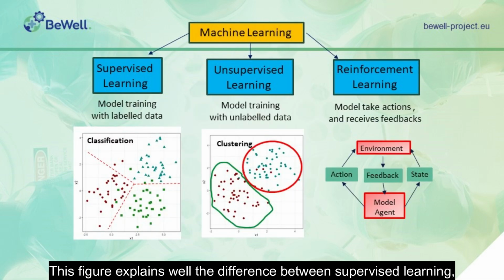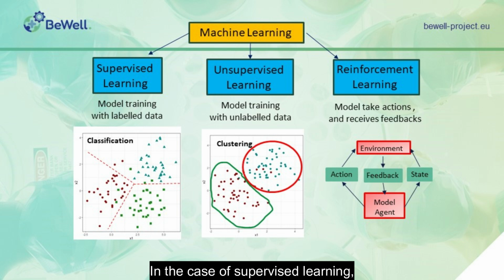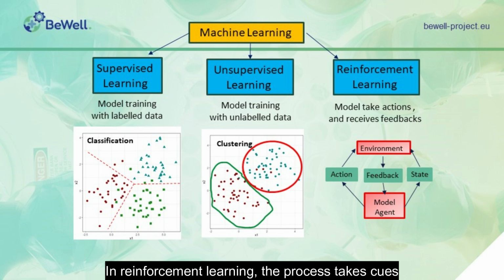This figure explains well the difference between supervised learning, unsupervised learning and reinforcement learning. In the case of supervised learning, each element is characterized by a label. The goal of machine learning is to predict the label for any new observation, for which the label is not yet known. In the case of unsupervised learning, there is no label associated with the observations. But the purpose is to regroup observations that are similar to each other or, better, to cluster them. In reinforcement learning, the process takes cues from past errors to correct future predictions.